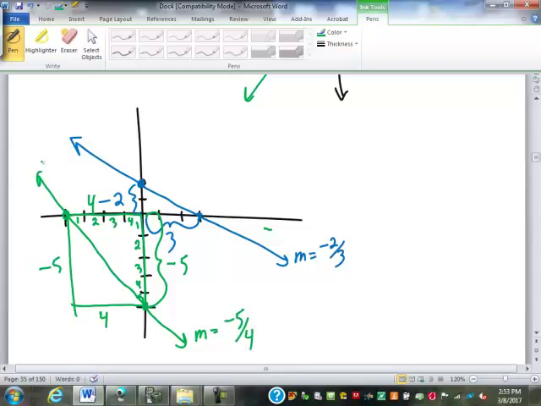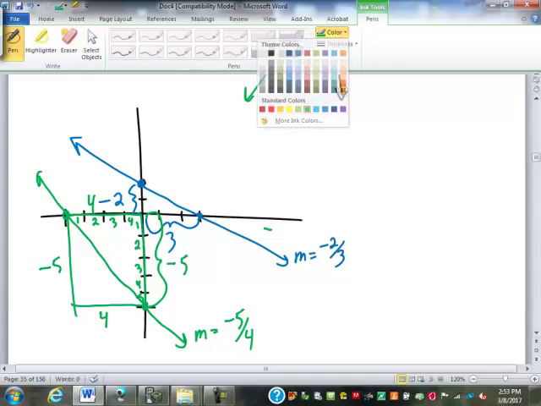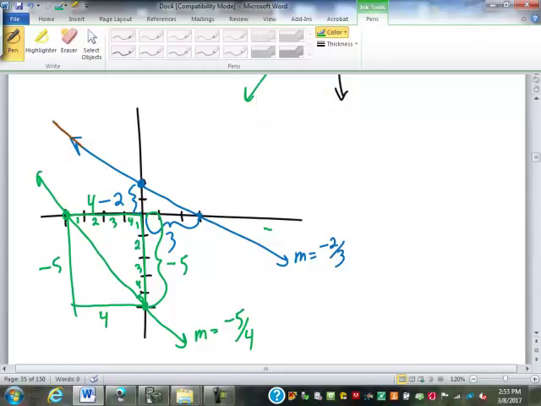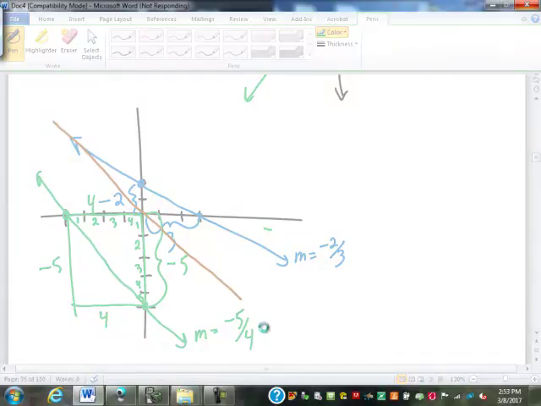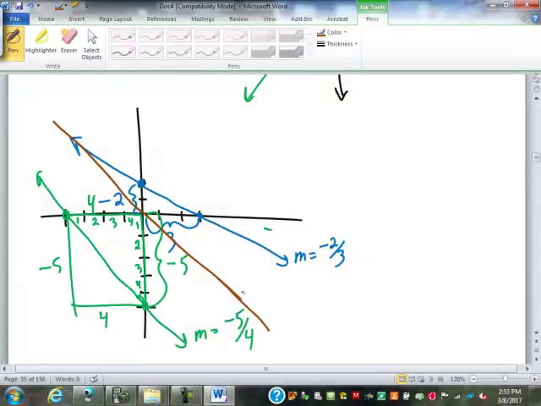And again, as we move left to right, both of those are going down, so it makes sense for their slope to be negative. And also, this line that goes perfectly corner to corner would have a slope of negative 1. The blue line has less slope than that, so the negative 2/3 makes sense. The green line is steeper, so negative 5/4 makes sense.